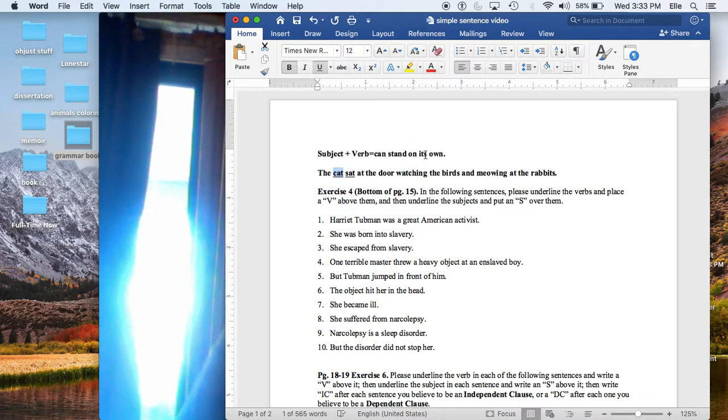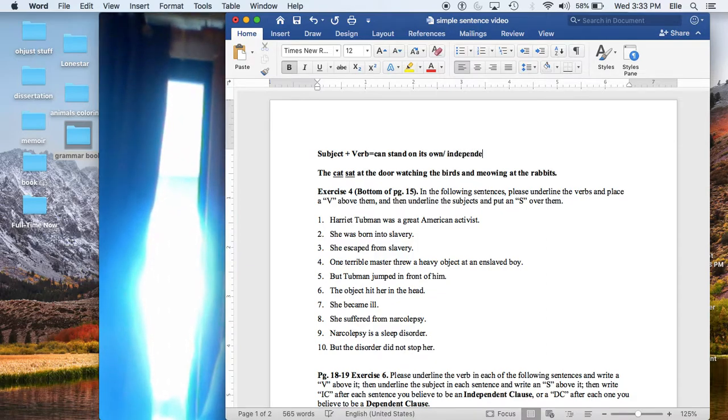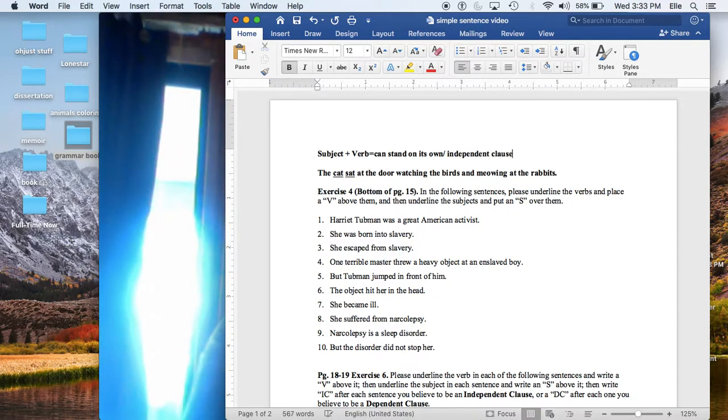And it can stand on its own, which makes it an independent clause, just like when you move away from your parents and you are independent, right? You cannot be claimed as a dependent on their taxes because you don't rely on them. The independent clause does not rely on more information.